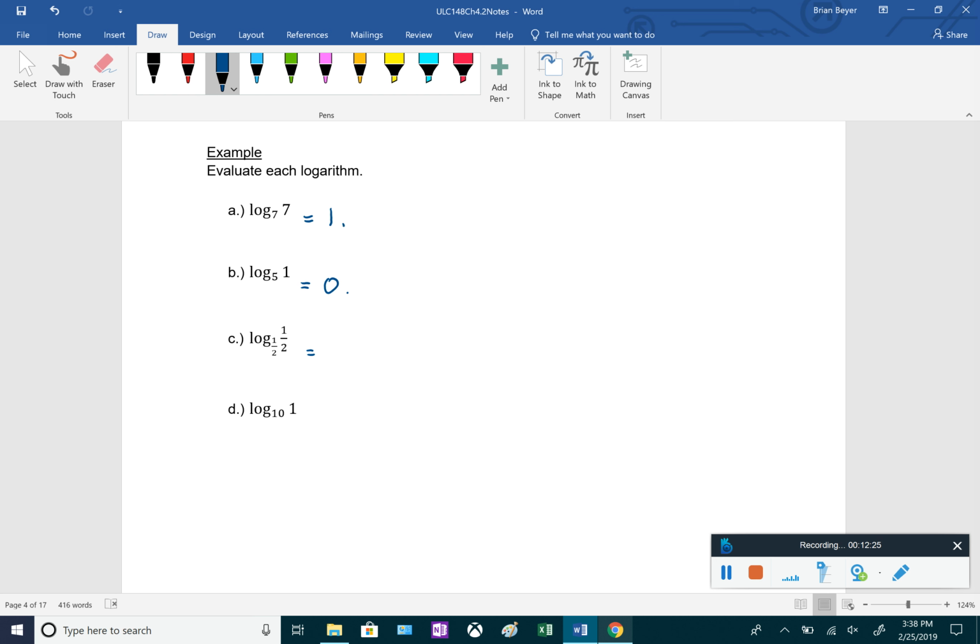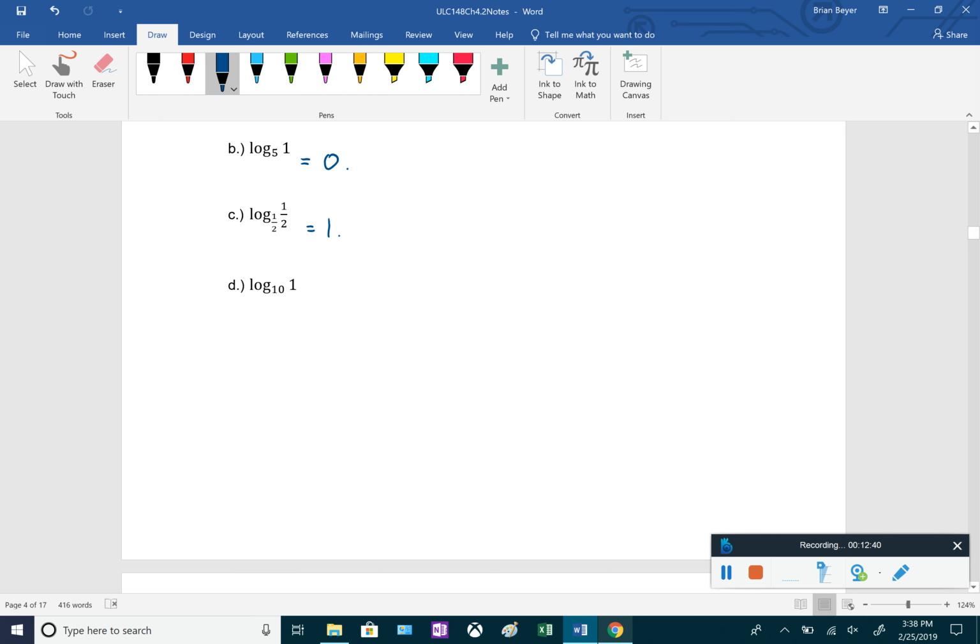So this is maybe the first time that we have a fraction as the base, which is okay. Log base 1/2 of 1/2 is going to be 1 because it's the same base and the same input. And then log base 10 of 1 equals 0 because log base anything of 1 equals 0. Okay, so easy enough, but just keep those in mind.